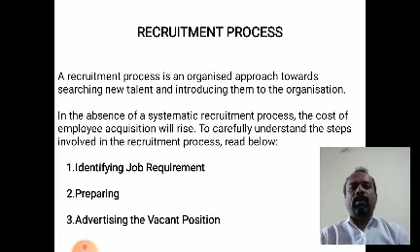A recruitment process is an organized approach towards searching for new talent and introducing them to the organization. This is what an organization or company does. This is the way the process of recruitment should go on, and it always goes on. It is an organized approach towards searching for new talent, such as those who have just completed their undergraduate or postgraduate studies, and introducing them to the company. In the absence of a systematic recruitment process, the cost of employee acquisition will rise.